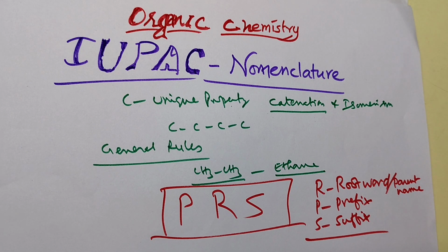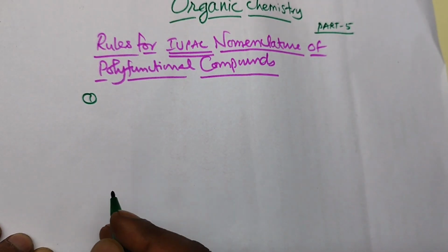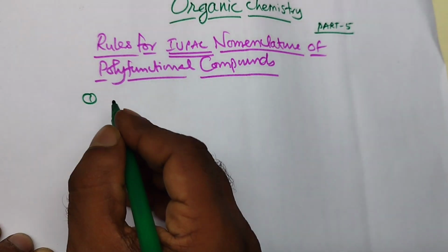Generally, organic compound names have three things: PRS. What is PRS? R is the root word, P is the prefix, and S is the suffix. Based on this, we are going to discuss the IUPAC nomenclature for a few polyfunctional compounds. Now we will discuss, one by one, the rules for this type of organic compound.